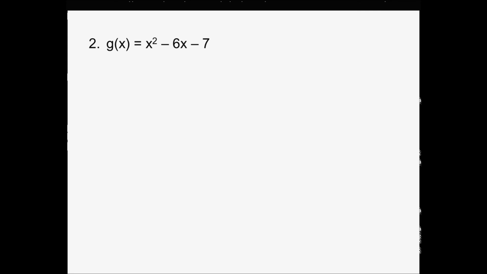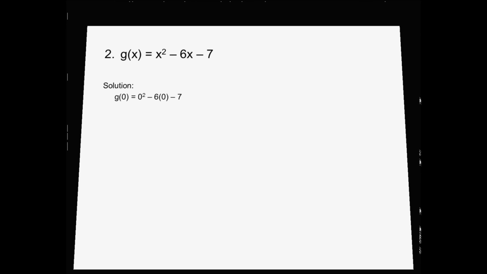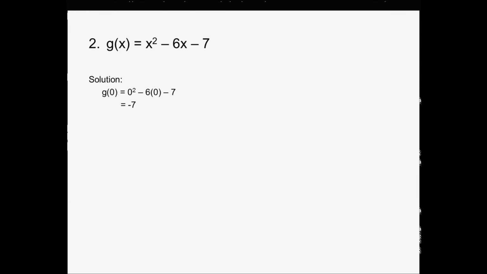Number 2, I've got g of x is x squared minus 6x minus 7. Again, evaluate the function at x equals 0. g of 0. So 0 squared minus 6 times 0 minus 7. You get negative 7. As a point, as an ordered pair, 0, negative 7.